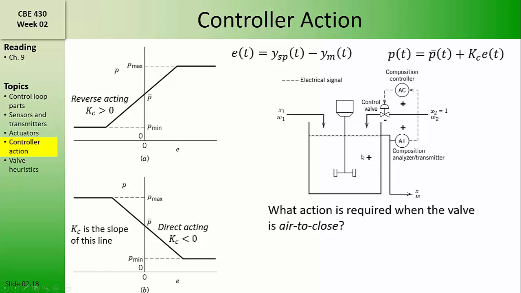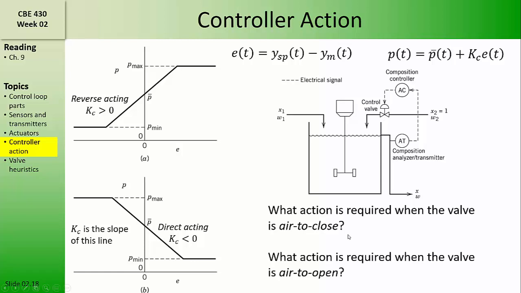Alternatively, if the composition of the solute in the tank is decreasing, then the signal at the transmitter will be going down. That reduction in the measured value will cause the error signal to go up. As the error signal goes up, the controller output will go down, which would open the air to close valve, allowing more of the solute to be added to the tank, and thereby restoring the composition closer to its set point. What controller action would we want if the valve instead were air to open?